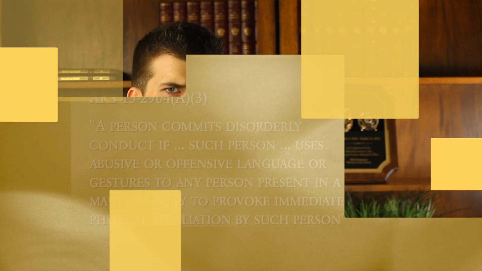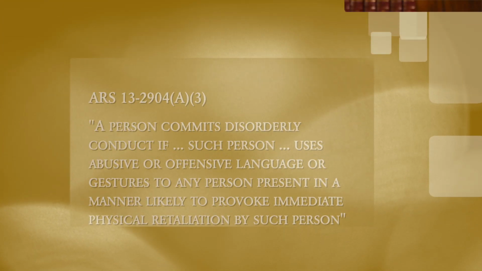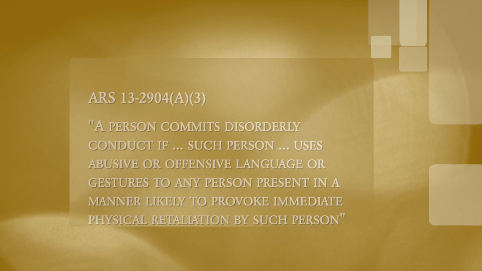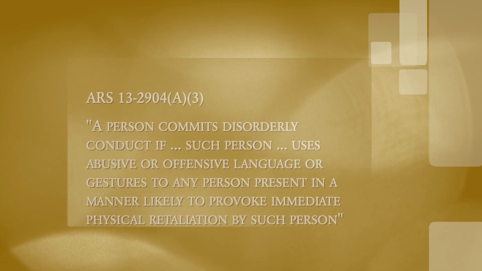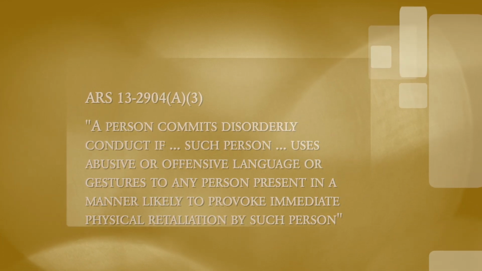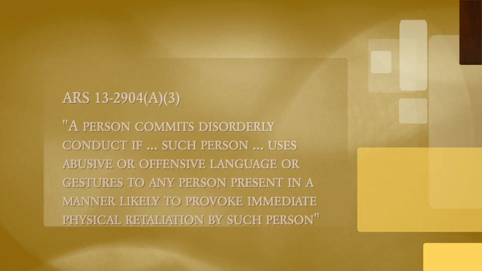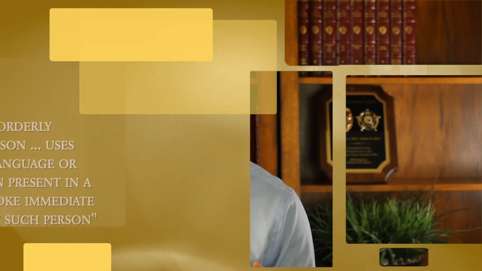So let's go on to the third category now. This is if a person uses abusive or offensive language or gestures to any person present in a manner likely to provoke immediate physical retaliation by such a person. Honestly, we don't see charges too often under this specific subsection because it's a bit more specific and harder to prove. And if a person's committing conduct that falls under this subsection, it probably could fall under seriously disruptive behavior as well, which is a much looser definition and easier to prove.